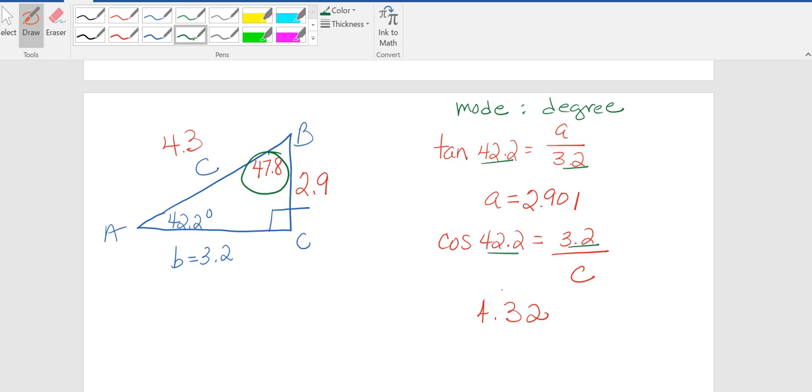The first one, to find side A, that's going to be opposite over adjacent, so that's your tan function. And then to find side C, that's adjacent over hypotenuse, so that's going to be your cosine function. And then there are your answers. I didn't see where it said what decimal place to round to, so I was just consistent since he had it to the 10th place.